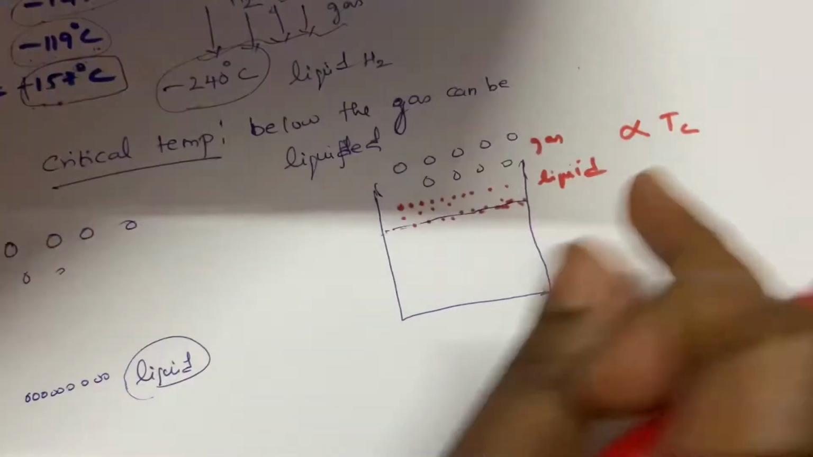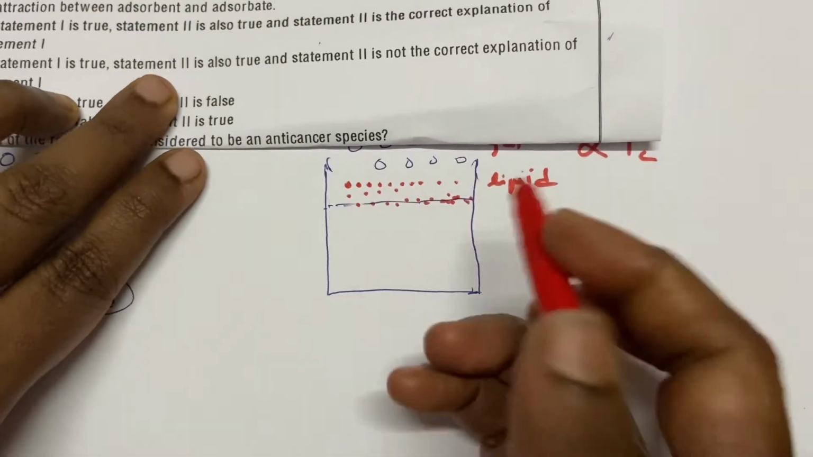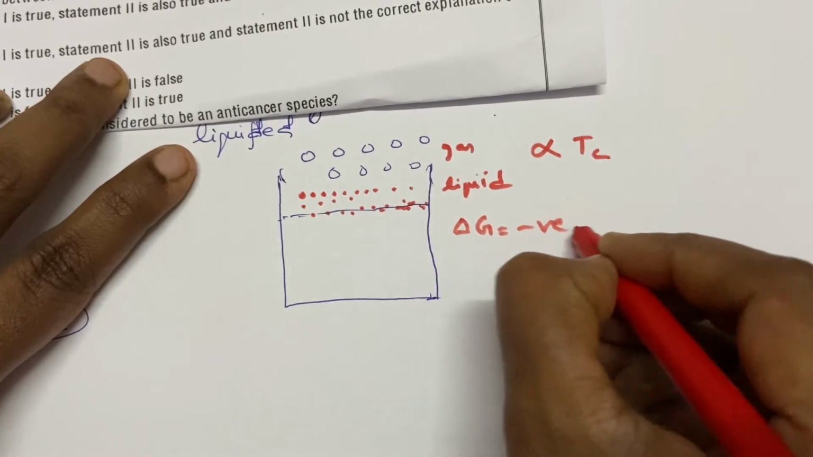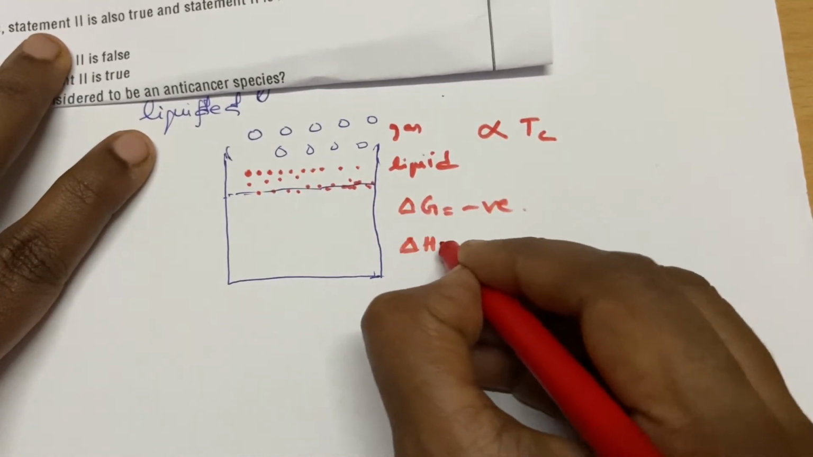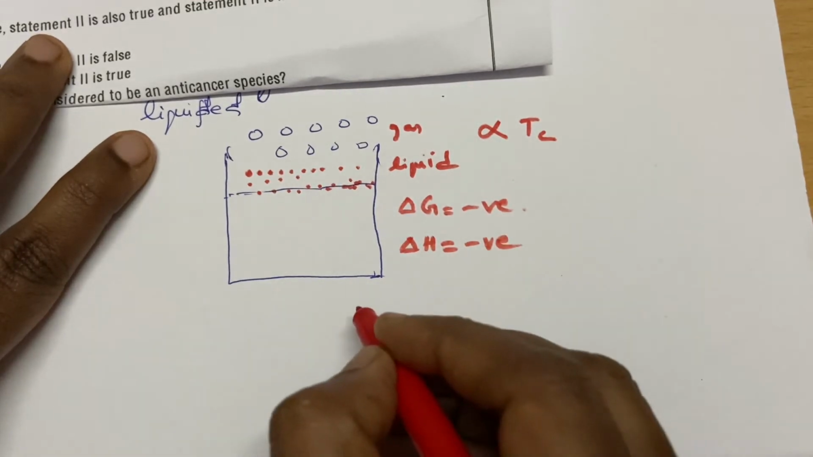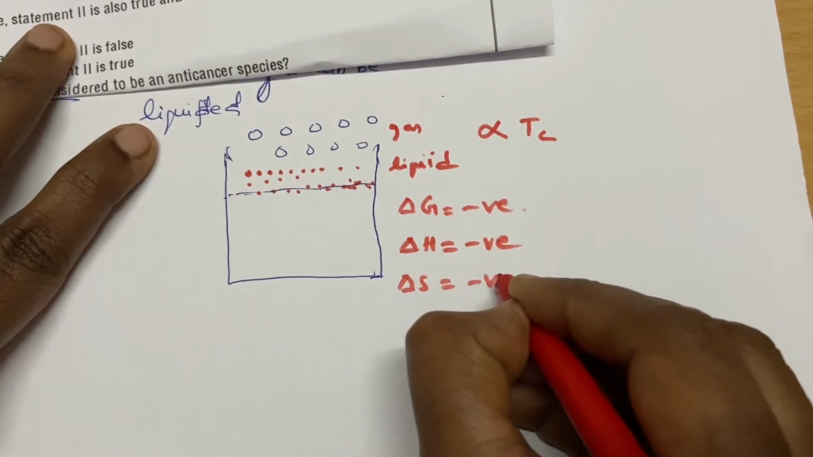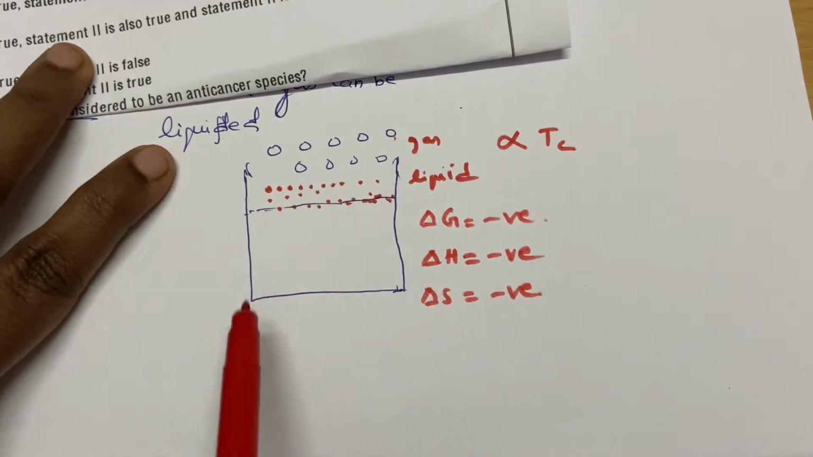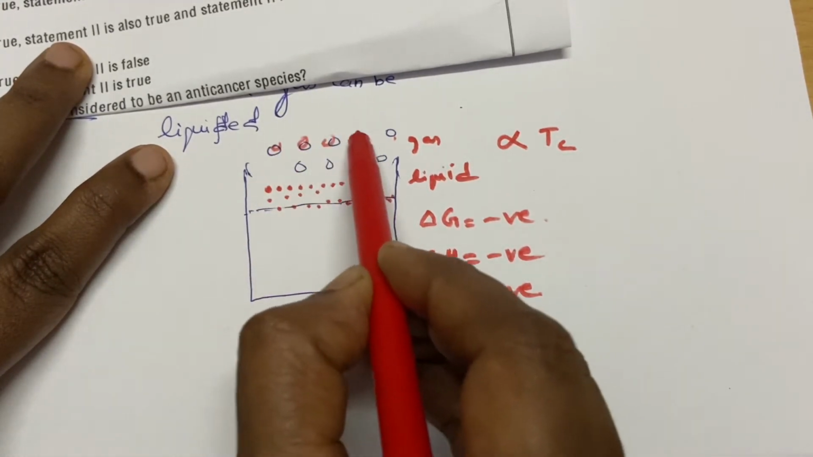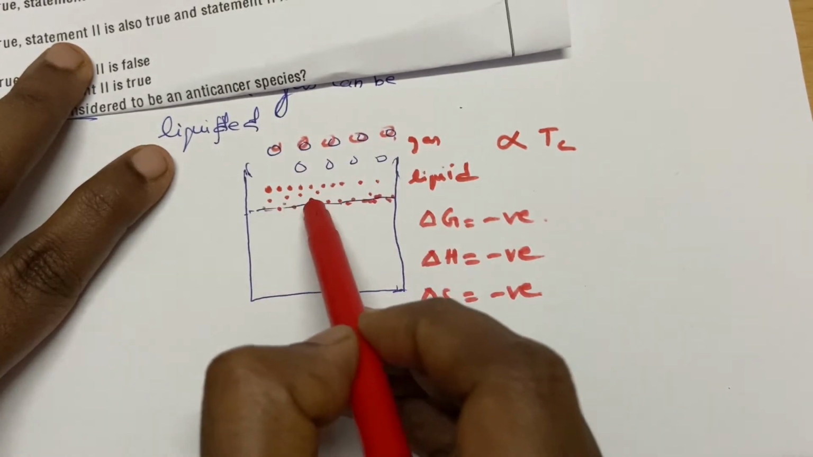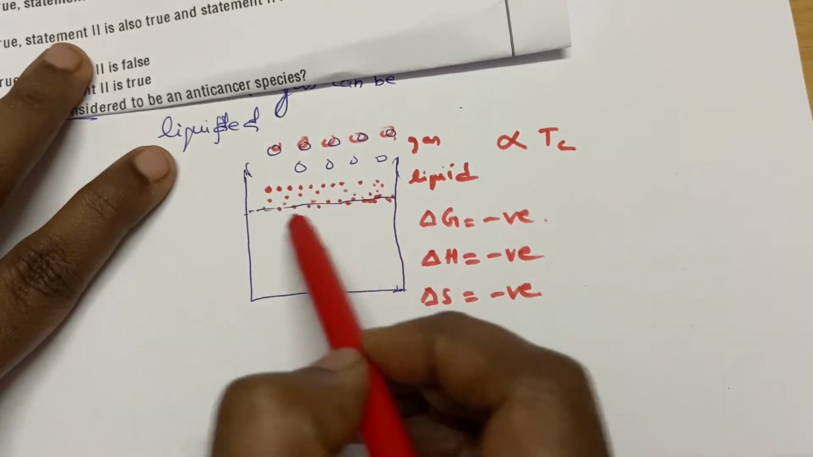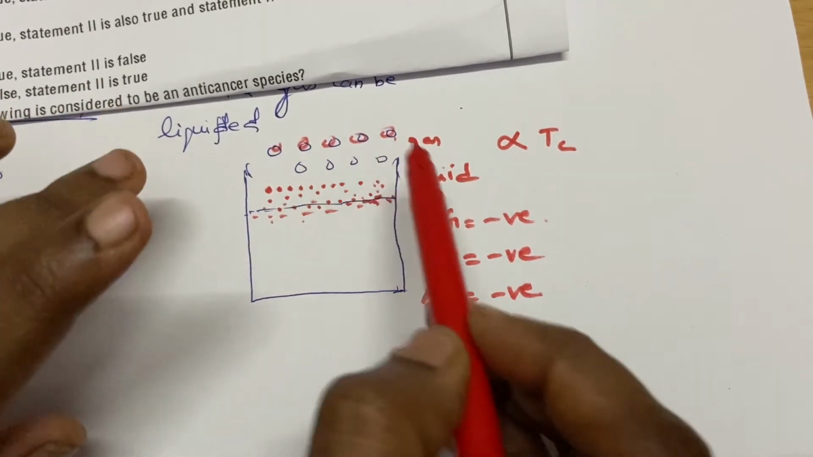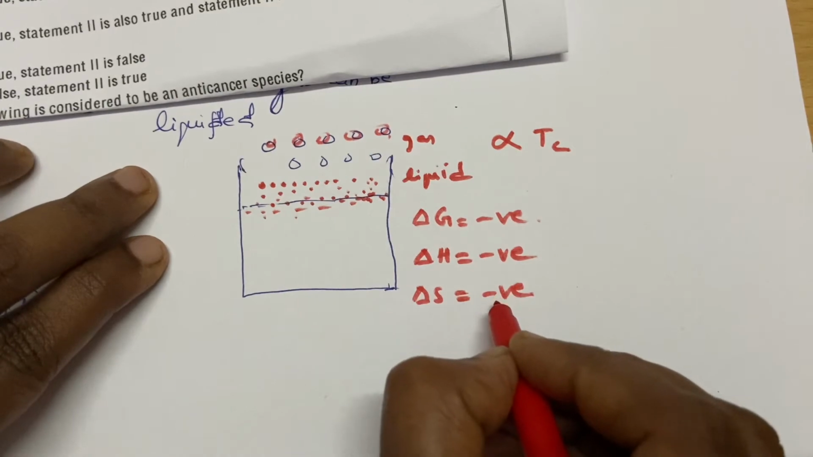Now, in adsorption, it is a spontaneous process, so del G will be negative, and adsorption is always exothermic, so del H is negative. Del S is negative because the randomness decreases. Entropy is a measure of randomness. In gaseous molecules the randomness is more, but during adsorption the molecules come closer and get adsorbed, so the randomness decreases and the entropy is negative.